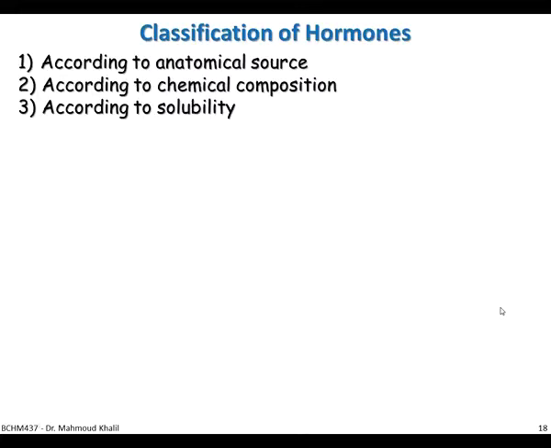So let's classify types of hormones. Basically, the hormones are classified based on three different criteria: according to the anatomical source, so according to where this hormone comes from; according to its chemical composition; and according to its solubility, how it is soluble. Is it lipid soluble or water soluble?